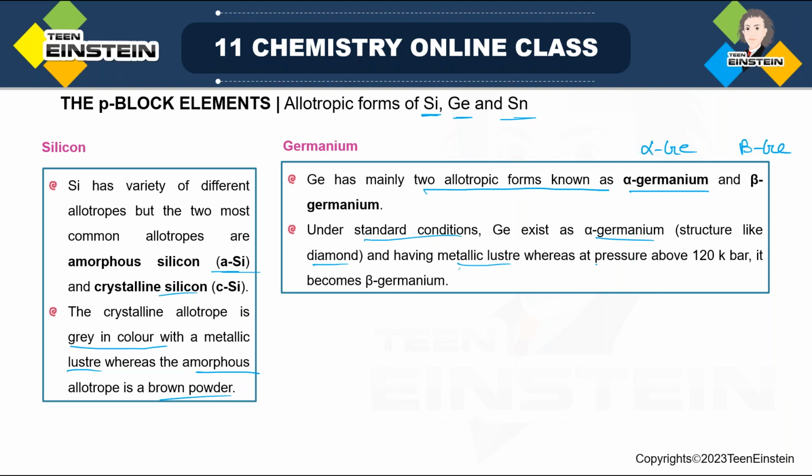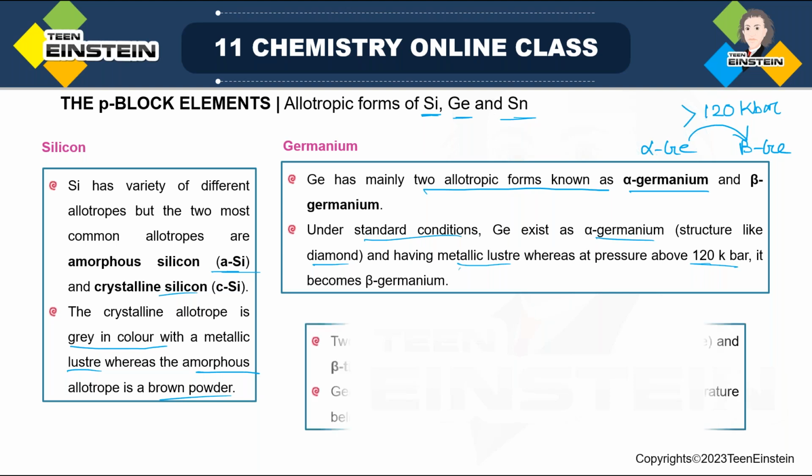But if you change the standard condition, if you change the pressure above 120 kilobar, then it will be converted to beta germanium. Now remembering these conditions, which condition is it where allotropic transformations are occurring? Alpha germanium is converted to beta germanium when the pressure is greater than 120 kilobar. So this type of condition is important to remember to solve different problems.